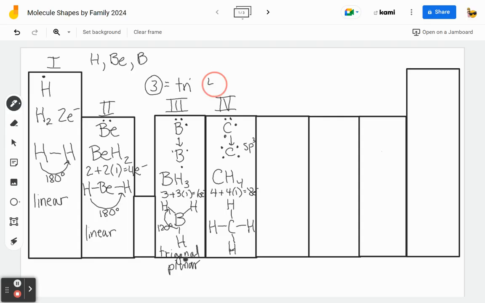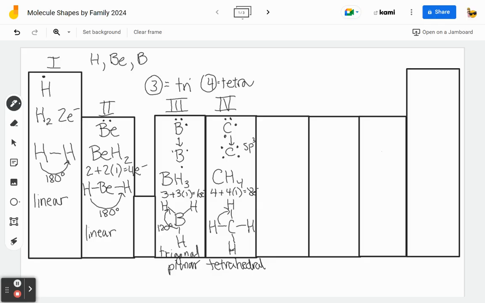Now, this one has 4 bonds. I want you to think of 4, reminding you of the prefix tetra. Tetra means 4. So the name of this shape is tetrahedral. These bond angles look like they would be 90 degrees. But if these were 90 degrees right here, then the bond angle from this hydrogen to this hydrogen would be 180. That's not going to happen. These hydrogens are going to get as far away from each other as they possibly can.